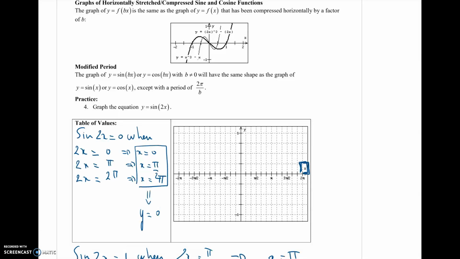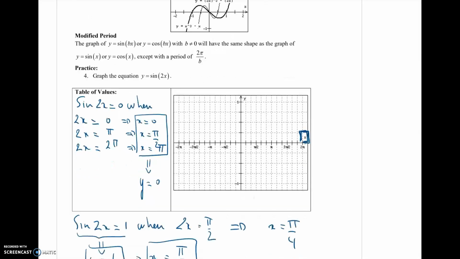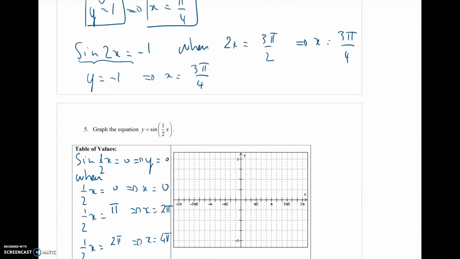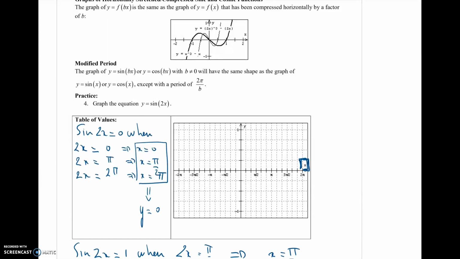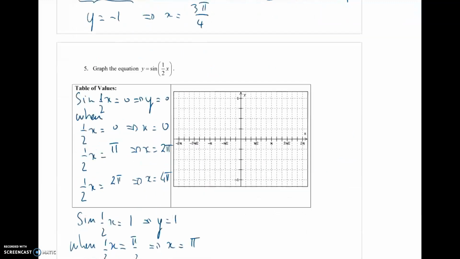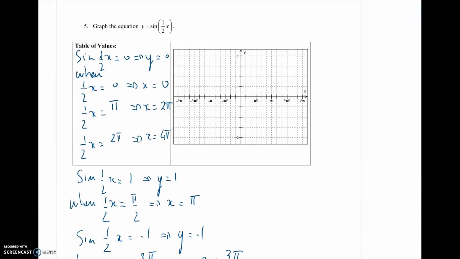Telling me that y will be equal to 0. I'll let you find the values where sine 2x equals 1 and -1, and please graph your sine 2x in this space right here. Same idea for y equals sine of 1 over 2 x.